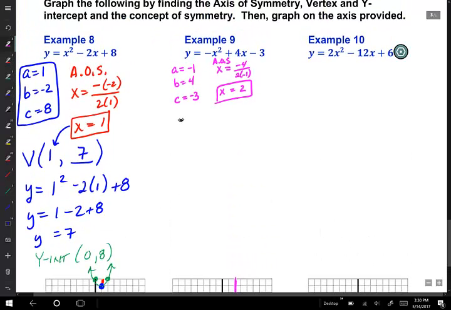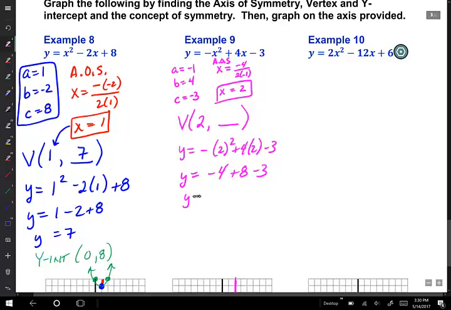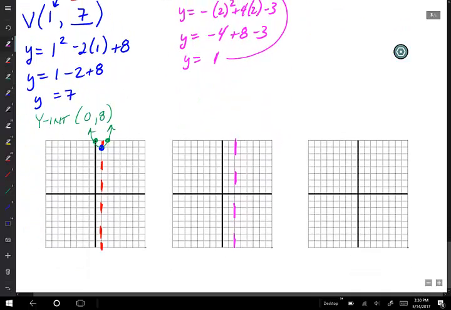I'm going to plug that value back into my problem and find my value. So y equals the opposite of 2 squared plus 4 times 2 minus 3. Be careful here, this is a negative 4 plus 8 minus 3. So y equals positive 1. So my vertex is 2, 1. I'll put this in a different color so it's easier to see. So there's my vertex in blue.